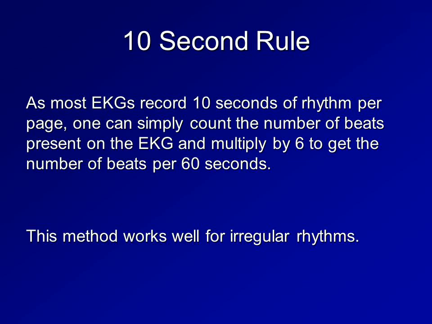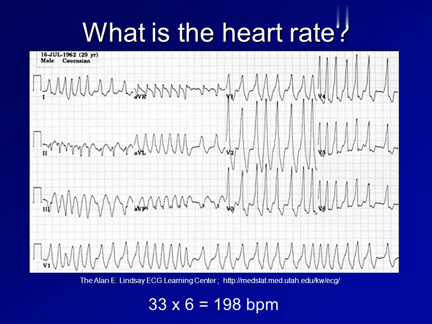10-second rule. As most EKGs record 10 seconds of rhythm per page, one can simply count the number of beats present on the EKG and multiply by 6 to get the number of beats per 60 seconds. This method works well for irregular rhythms. What is the heart rate? 33 times 6 equals 198 bpm.